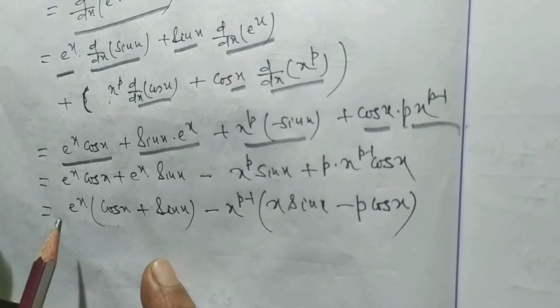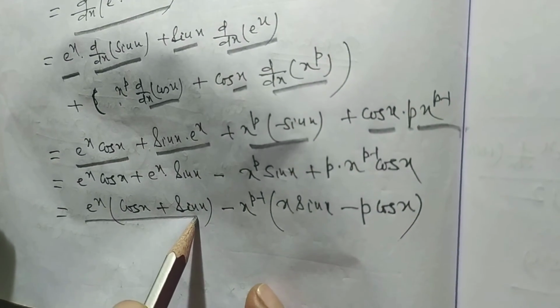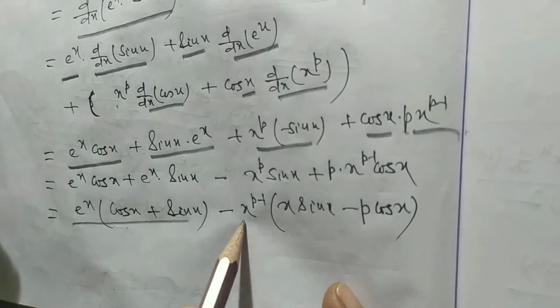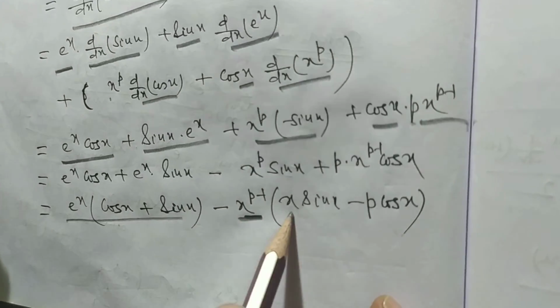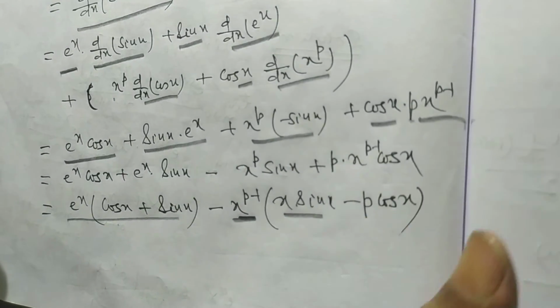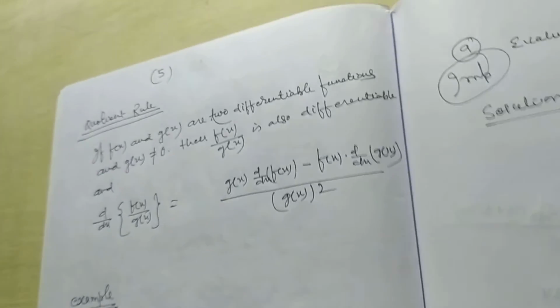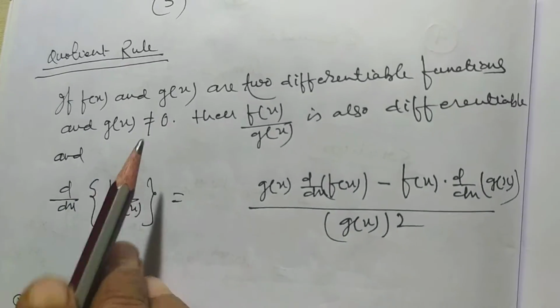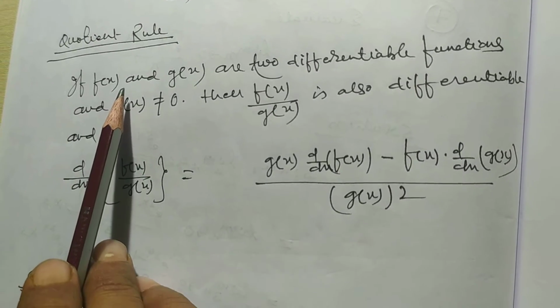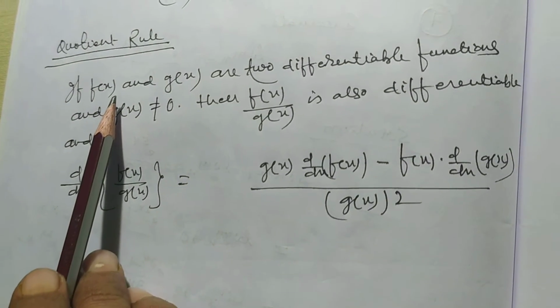And after solving, we have e to the power x into cos x plus sin x. By taking common x to the power p minus 1, we have x into sin x minus p cos x. So my dear students, in this way, now we discuss the quotient rule.